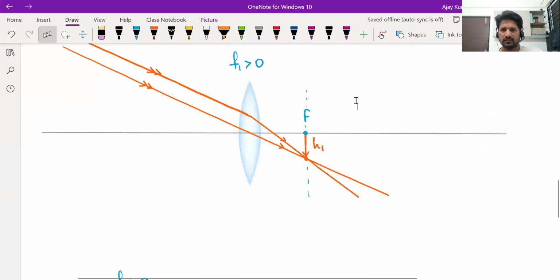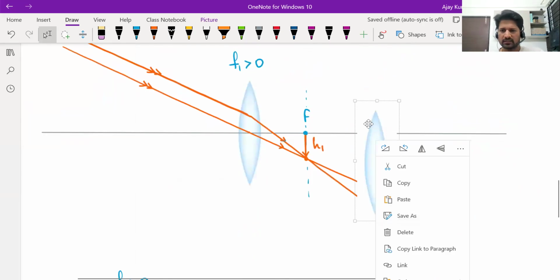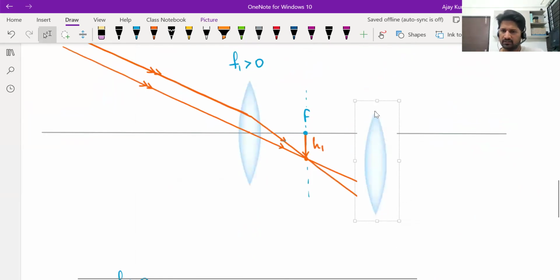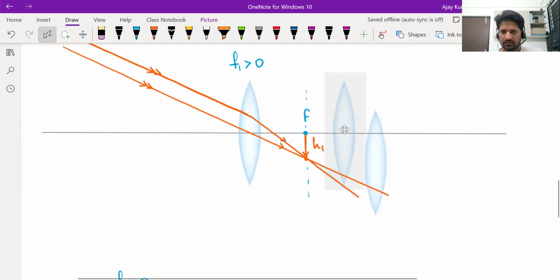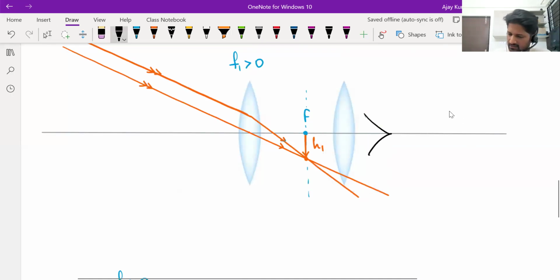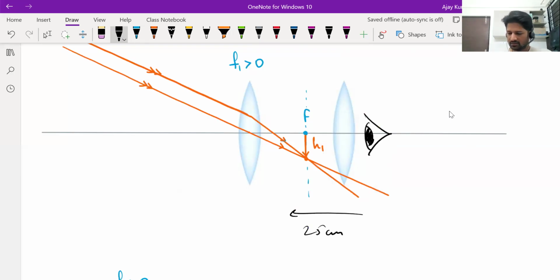So consider another lens here. Distances and all are very important. We'll do the calculations later. First, understand the ray diagram. We want this lens to form an enlarged image. And we want the image on the left side itself, not on the right side. Why? Because we are going to keep our eye on the right side here. For us to be able to see an image, the image should be at least 25 centimeters from our eye. So it has to form on the left side only, not on the right side.